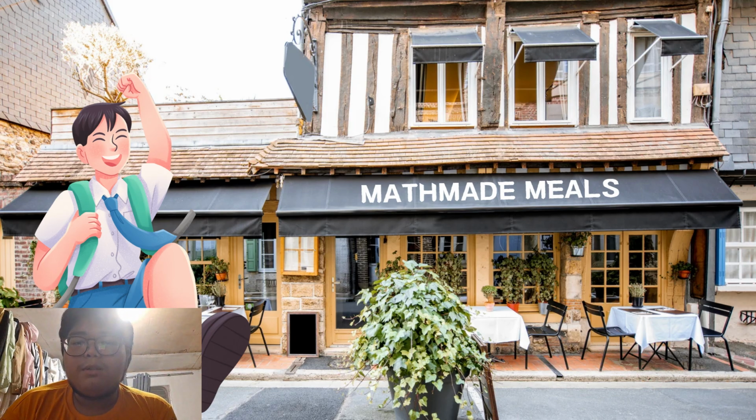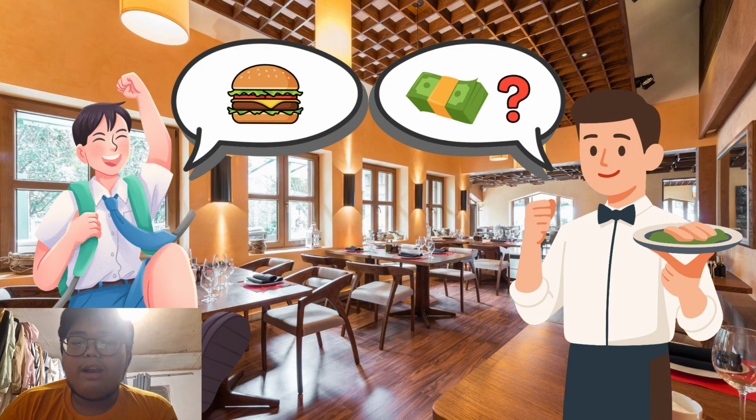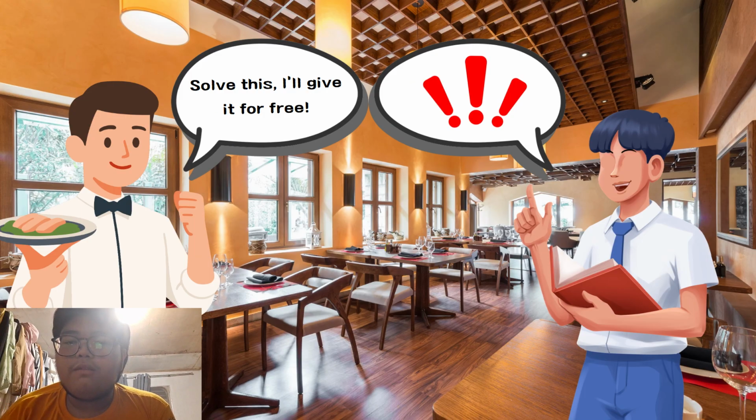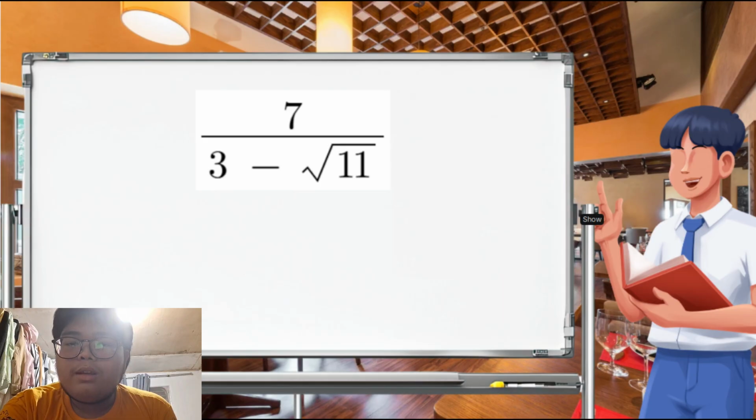He sits at his table and gets a burger. The waiter asks, "Do you have money, sir?" John again forgets his money. The waiter says, "If you can solve this math problem, I'll let you have the food." He looks at the math problem. It seems a lot harder than before, but it is still rationalizing denominators. The problem reads 7 over 3 minus the square root of 11.